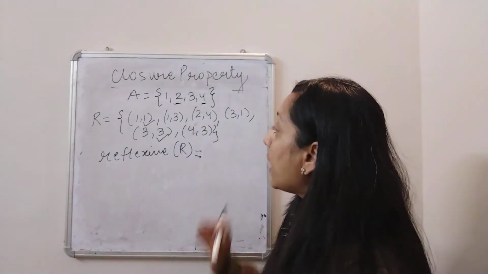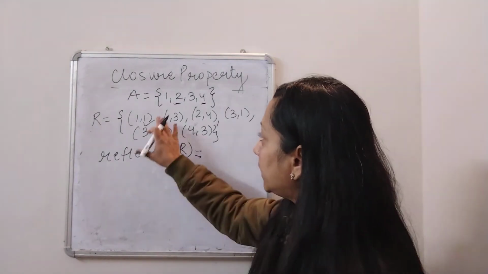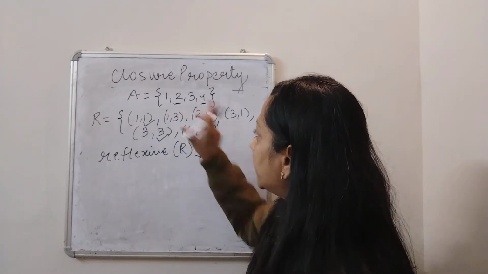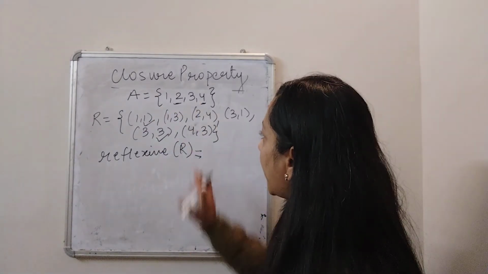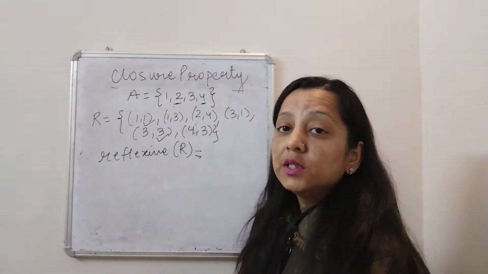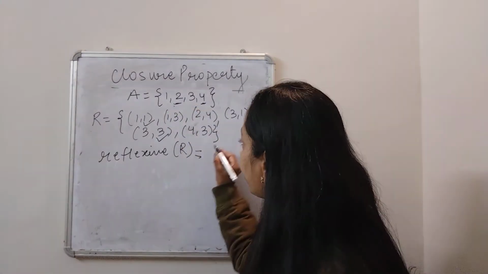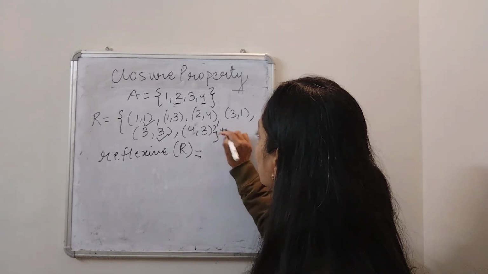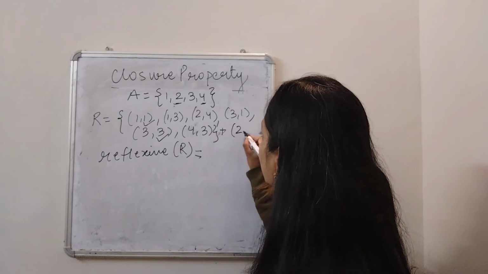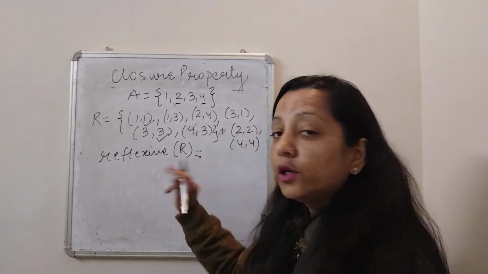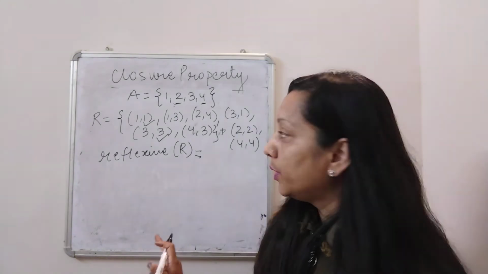As per the reflexive property, there are already coordinate pairs having the same elements, (1,1) and (3,3), which I will not consider. But (2,2) and (4,4) are missing. So if to this set I add two more coordinate pairs, that is (2,2) and (4,4), will it not become reflexive? Yes, it will become reflexive.